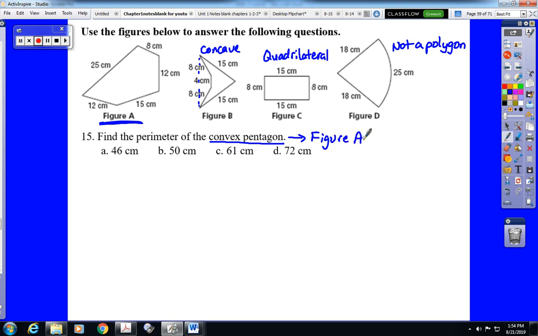Then we are going to find the perimeter. To find the perimeter, we add up the side lengths. 15 plus 12 plus 8 plus 25 plus 12. That is, what, 72 centimeters. So our answer would be D.